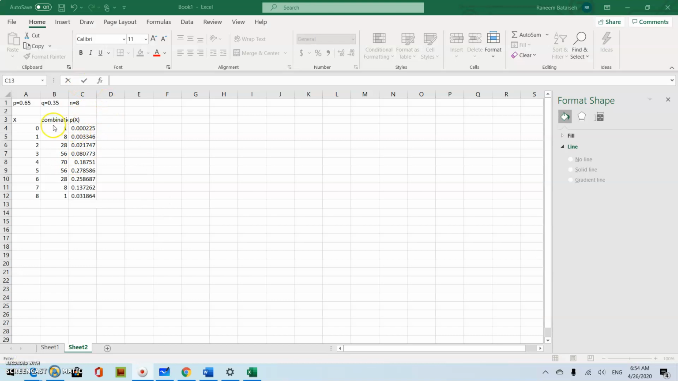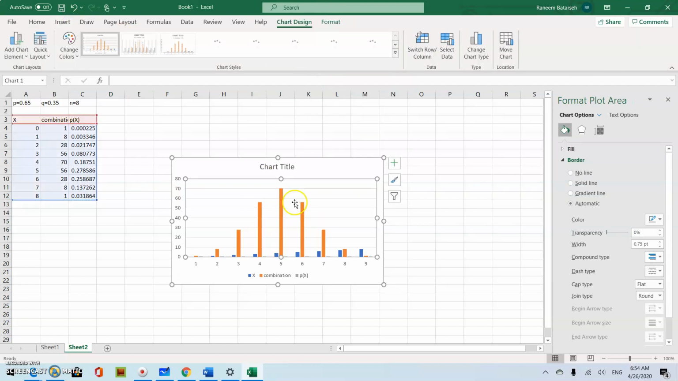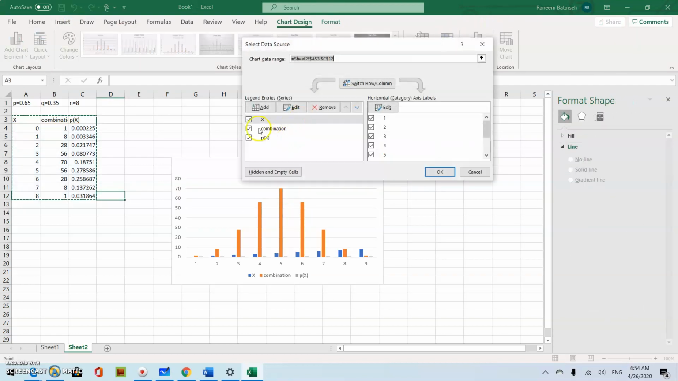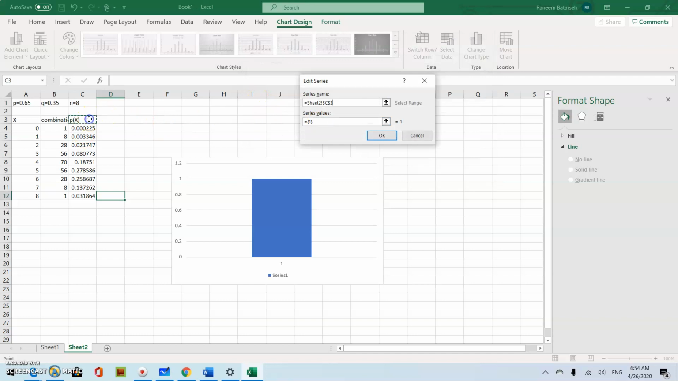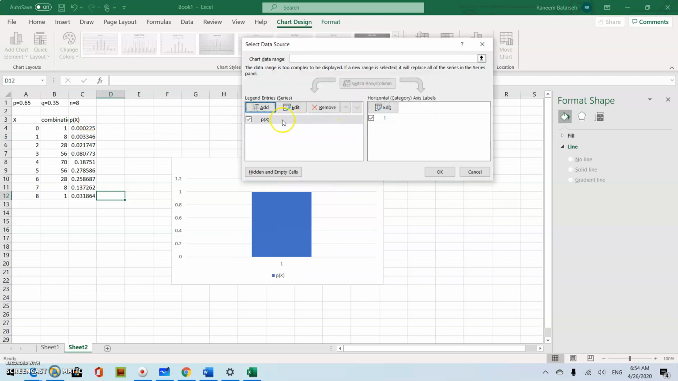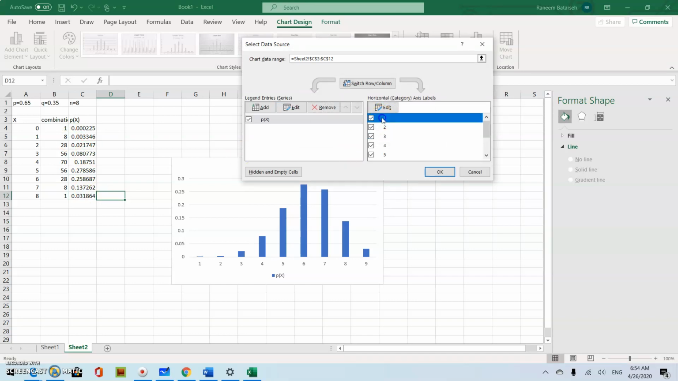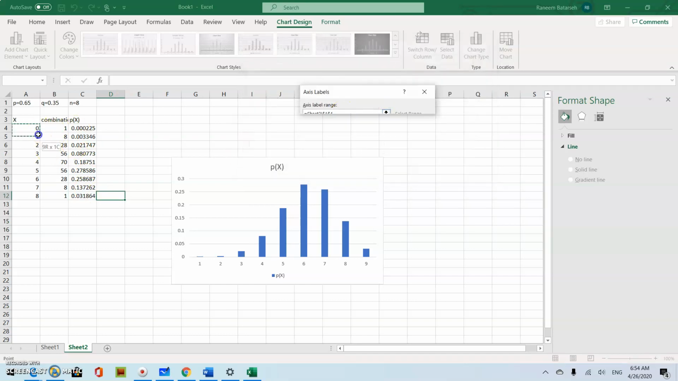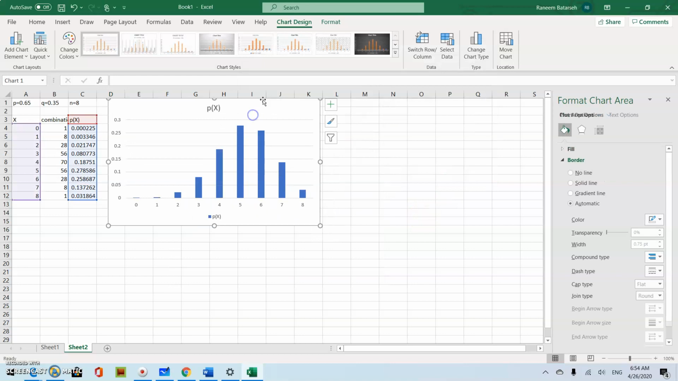Alright, so this is what I did, just like last time. I found the combination first, and then I used those numbers to find the probability. So then to find the graph of this, this is not the right graph. We have to select data. So I'm going to select data of P of X, and then, sorry, this is not right. Edit. And I'm going to choose each value. Okay, and then we also need to edit this because it actually starts from 0, not 1. Alright, so this is your distribution for this one.